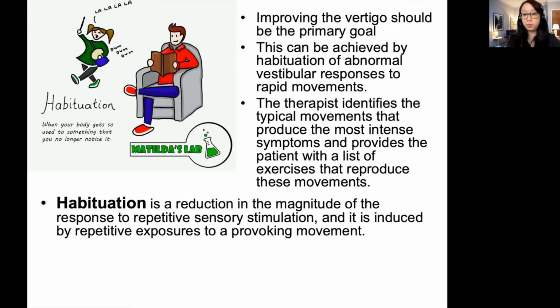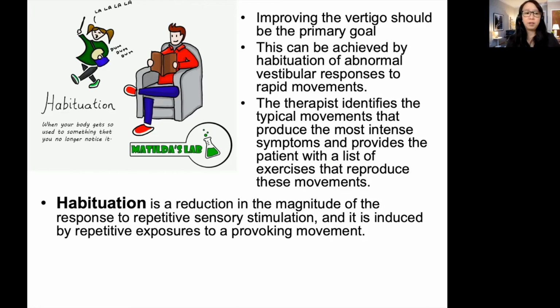So the therapist needs to identify the typical movements that produce the most intense symptoms and provide the patient with a list of exercises that reproduce these movements. So during clerking, we can ask them, what kind of movements make you unwell? Yeah, what kind of movements make you uncomfortable? So sometimes when we are doing the dynamic visual acuity, and the patient has to read like that, and they say, I'm very dizzy, I sangat pening, I cannot do anymore, then you know that that movement is the one which you need to focus on.